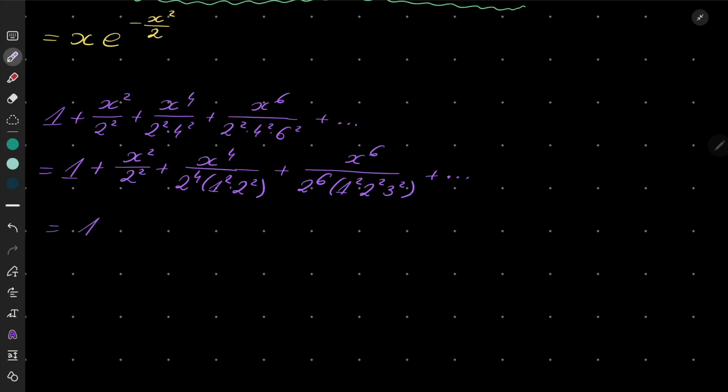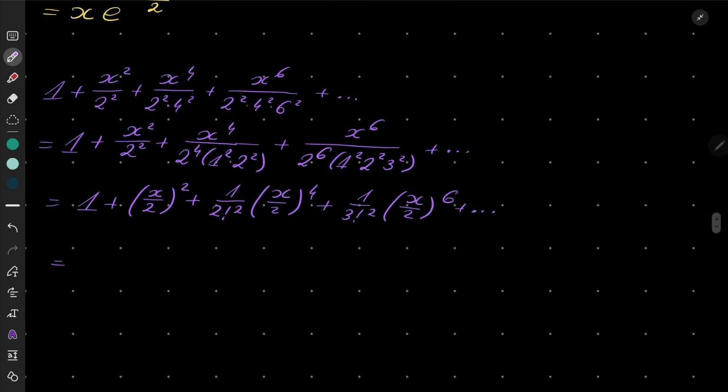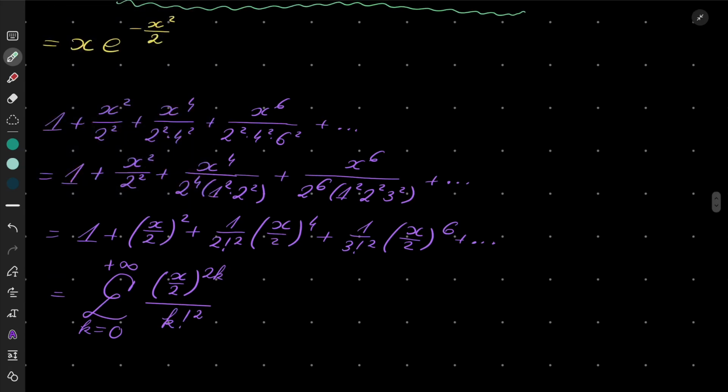Well, it's what exactly? It's 1 plus (x/2)^2 plus 1 over (2 factorial) squared, (x/2)^4, then we have 1 over (3 factorial) squared, (x/2)^6, and so on. Using sigma notation, it's some series going from k equals 0 to infinity of what exactly? Of (x/2)^(2k) over (k factorial) squared. Very nice. And now let's finally tackle our integral.